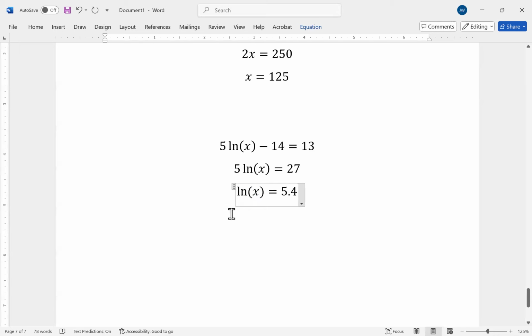I could think of this as taking e to the natural log of x power and setting it equal to e to the 5.4 power, or just thinking of this as rewriting this as an exponential equation. As an exponential equation, this would say x has to be e raised to the 5.4 power. That's the exact value that you end up with when you solve this equation. The approximate value, the rounded value, is about 221.41.